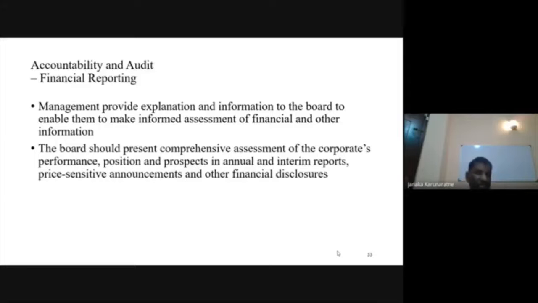and also reporting in the relevant public media. The board should present a comprehensive assessment of the corporate's performance, position and prospects in annual and interim reports, price sensitive announcements, and other financial disclosures. So it's the responsibility of the board to assess comprehensively the corporate performance, position and prospects in annual and interim reports. Most of them, or some of them, may be disclosed to the public, and especially price sensitive announcements and other financial disclosures.